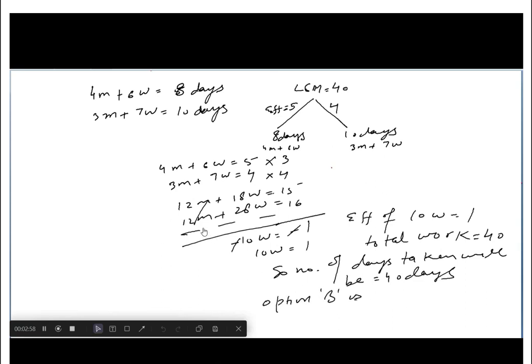So option B is the correct answer. So it will be solved very easily. Now let's go to the second question.